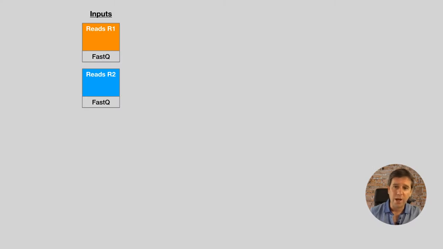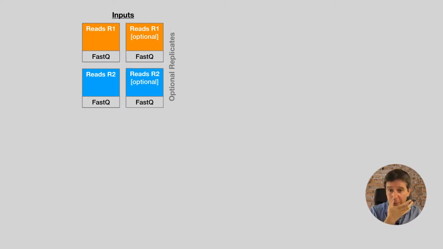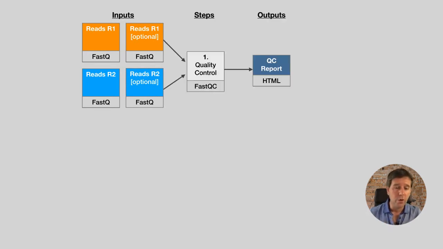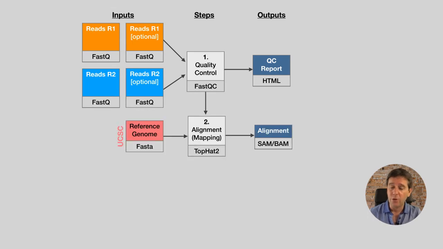We're going to take these FASTQ files, the format that we've just seen. We may have optional replicates; in our case, we're just going to take one. First thing, as always, is to do quality control. We're going to run a program called FastQC, get a report and look at it. Then we're going to do mapping to our genome. If we're happy with our data, we don't need to rerun anything or babysit it.